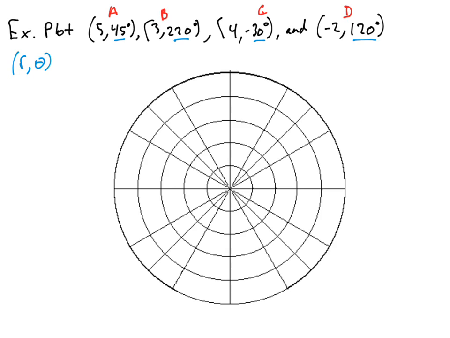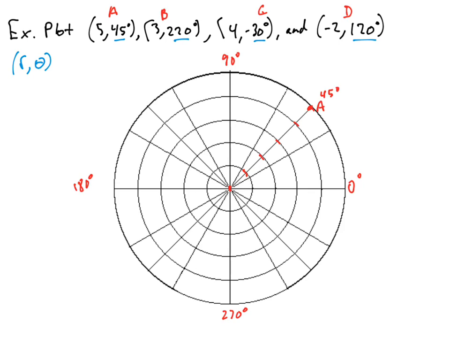Okay, so the first point, 5, 45 degrees. Well, for 45 degrees, we have 0 degrees here, 90 degrees, 180 degrees, 270 degrees. So 45 is going to be right here. And then the r value is 5, so we start at the origin and we count out 5 units. Each of these circles is an extra unit. So 1, 2, 3, 4, 5. So point A is going to be right there.